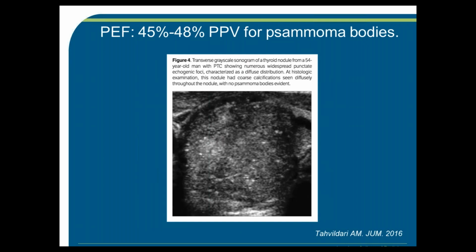However, the association between them and psammoma bodies is not as strong as we used to think. In this article from the group at Stanford in 2016, it was shown that only 45 to 48%, there was a positive predictive value of that low for psammoma bodies. That is, most of these punctate echogenic foci, the small ones, were not psammomatous calcifications. And here's an example from that article showing a papillary thyroid cancer with multiple small echogenic foci that I'm pointing out here that we would certainly call PEFs, but none of those turned out to be psammoma bodies. In fact, some of them, or many of them, were coarse calcifications.